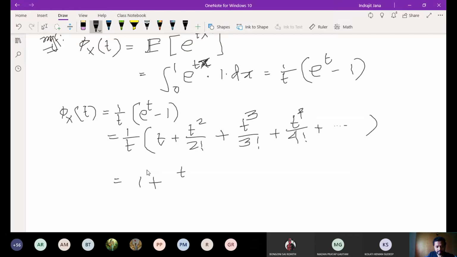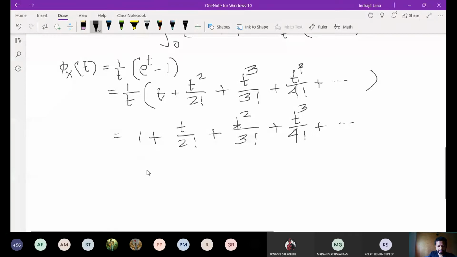plus t over 2 factorial, plus t square over 3 factorial, plus t cube over 4 factorial, and so on. So this is the MGF of this random variable.